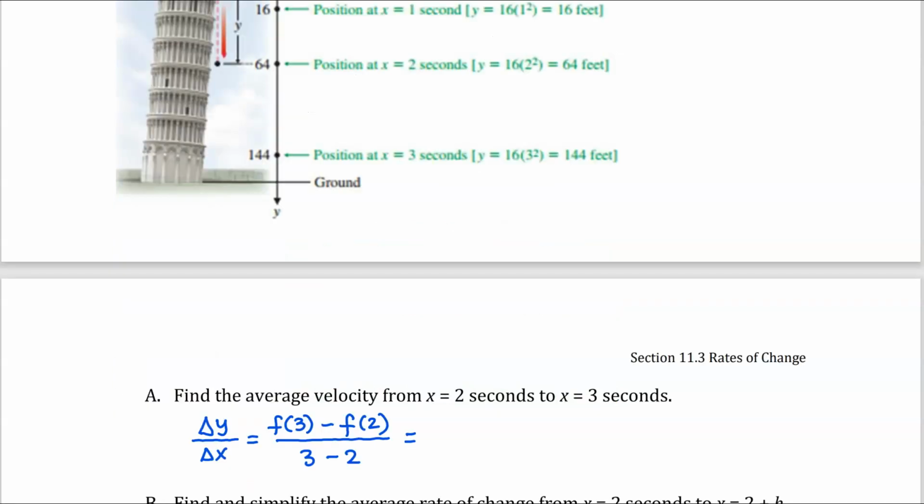And so we plug that into the equation here. f of 3 is 144 minus f of 2 is 64, and 3 minus 2 is just equal to 1. Now, 144 minus 64 is equal to 80, divided by 1. So that is just 80 feet per second. That is the average velocity from 2 seconds to 3 seconds.